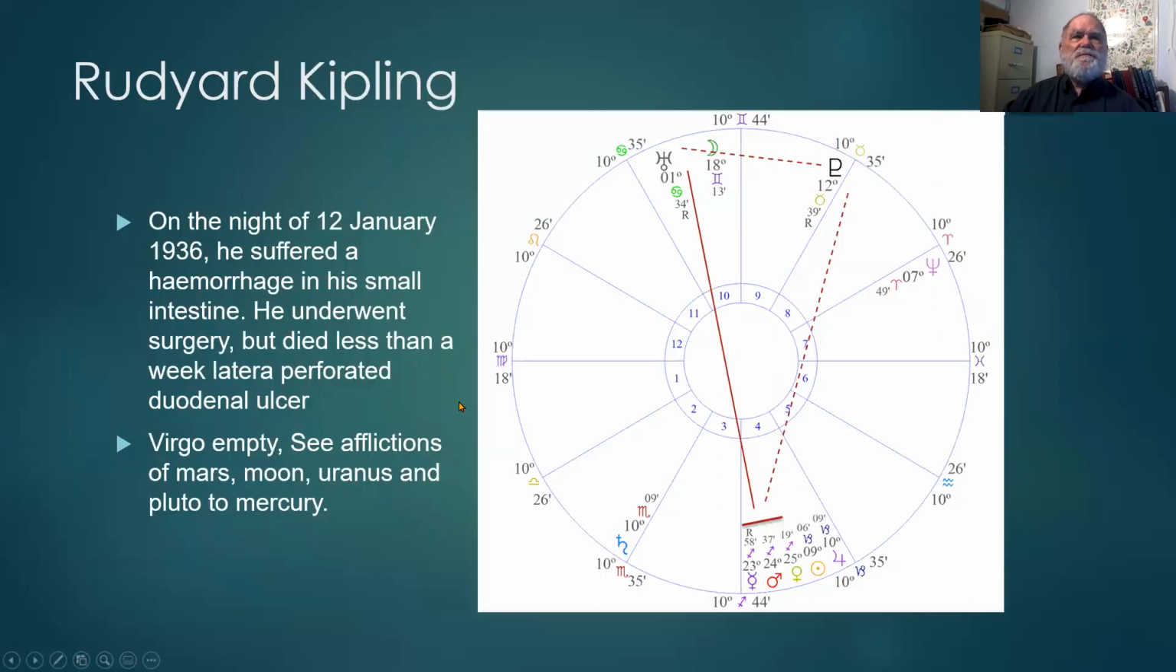Here is our famous Indian author, Rudyard Kipling, many stories. But for Rudyard Kipling, I'm not doing progressions because we have only a possible birth time. It isn't a precise birth time. We had a B rating instead of an AA rating.